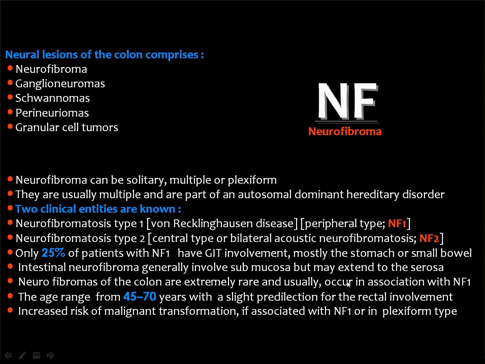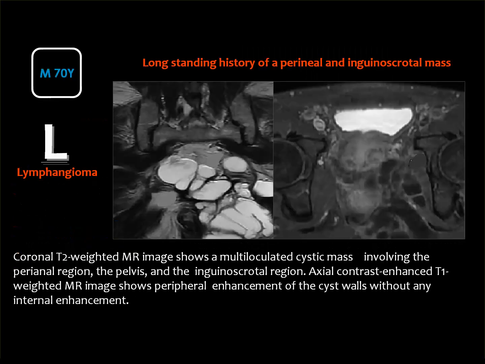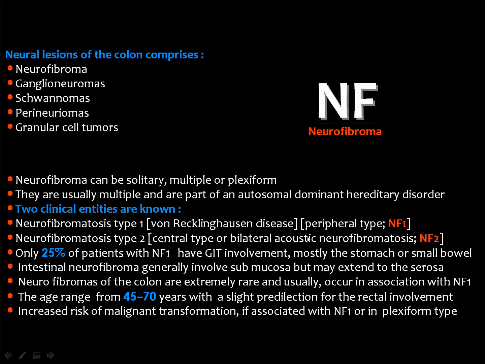Only about 25% of the patients with neurofibromatosis type 1 may have GI involvement, usually of the stomach or the small bowel. Intestinal neurofibroma involves the submucosa and may extend to the serosa, while neurofibromas of the colon are extremely rare, and they occur in association with neurofibromatosis type 1, and this is the age incidence.